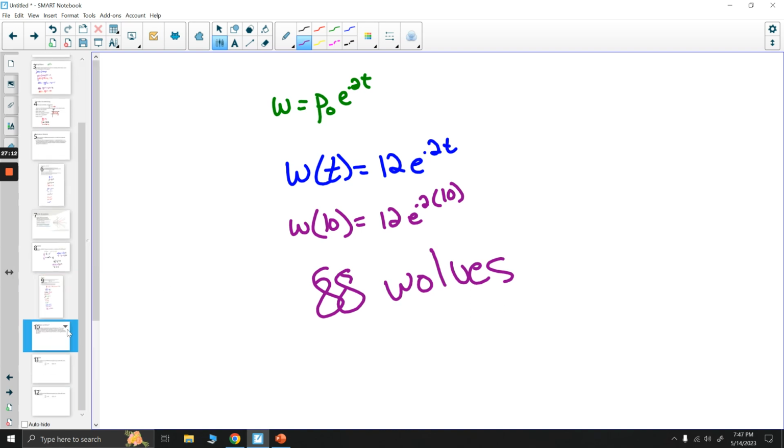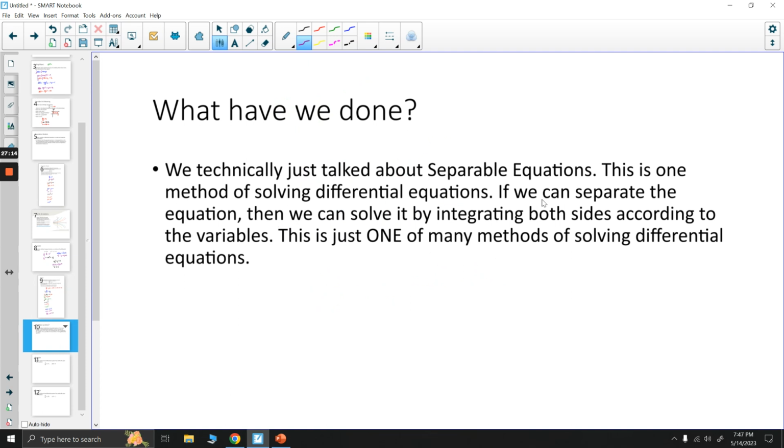All right, so what have we done? Basically, we've been talking about separable equations. That is one of the most basic methods of solving differential equations. Basically, if we can separate the equation into one variable on one side with d of that variable, and all the other variables on the other side with d of the other variable, then we can solve it by just integrating both sides according to those variables. This is one of many different methods of solving differential equations, and like I said, it's the most basic.